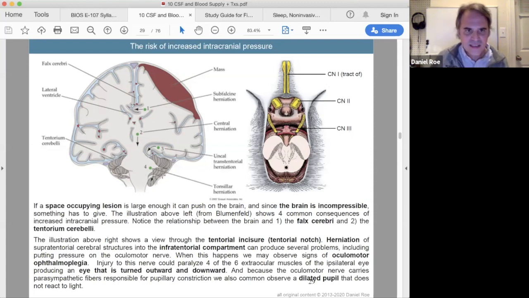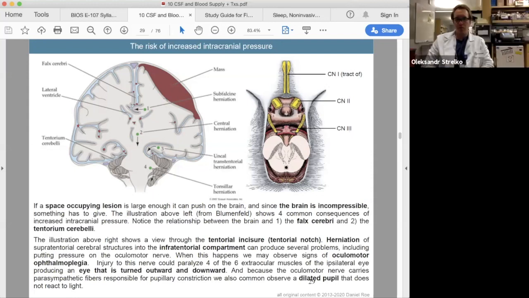Here is illustrated a tonsillar herniation, like the cerebellar tonsils, similar to those Chiari malformations. Remember that way back from the beginning of the semester? Here we have tonsillar herniation, where the cerebellar tonsils are herniating through the foramen magnum, which is not labeled here, but you know it's right there.